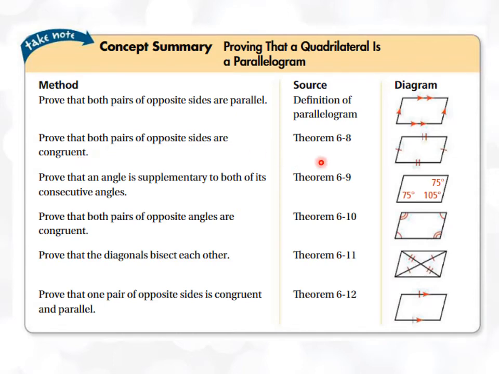And theorem 6.8, we know, prove that both pairs of opposite sides are congruent. 6.9, prove that an angle is supplementary to both of its consecutive angles. And 6.10, prove that both pairs of opposite angles are congruent. And prove that the diagonals bisect each other in theorem 6.11. Finally, theorem 6.12 says prove that one pair of opposite sides is congruent and parallel. These are the topics we are going to apply in the coming examples and exercises.